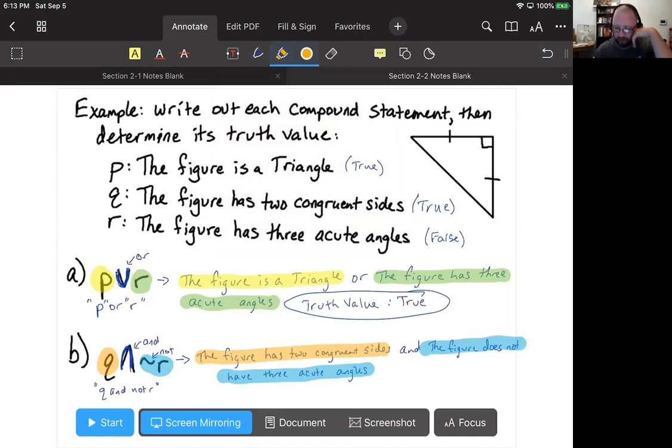And then since R has the opposite truth value of not R, the fact that R was false means not R is true. So this statement down here says true and true, which means that overall this statement also has a true truth value. Okay, that's tricky. It is a very tricky thing. So just remember that with compound statements, the word or means only one of the two original statements has to be true. The word and means they both have to be true.